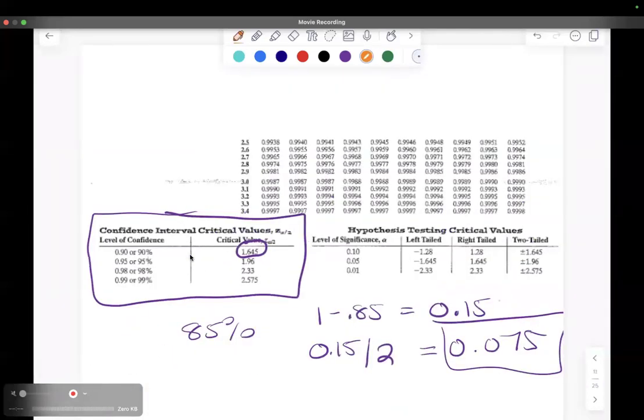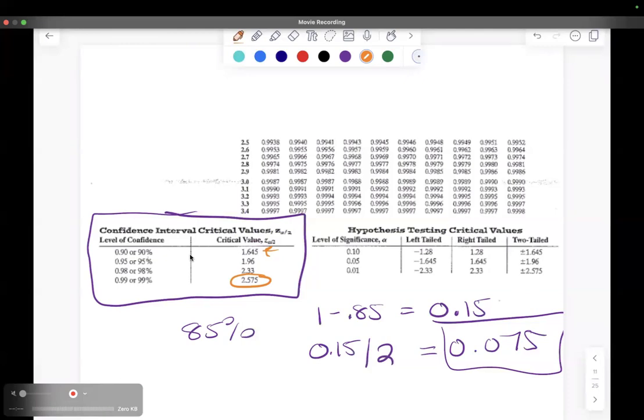So take a look here. Remember, as I said, as your confidence gets greater, your margin of error gets bigger. So if I'm 90%, I can be 1.645 standard deviations away from my proportion or my mean and still be within my confidence interval. If I go up to 99%, I get 2.575. So that's almost 3 standard deviations away. It's more than 2.5 standard deviations away from my confidence interval. That's further than outliers right there. That's like capturing some of those outliers.